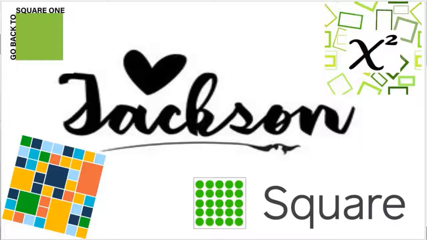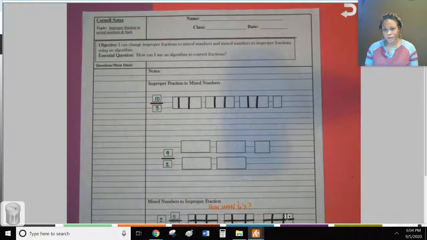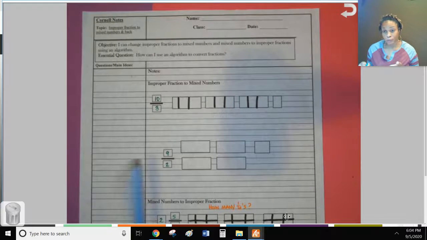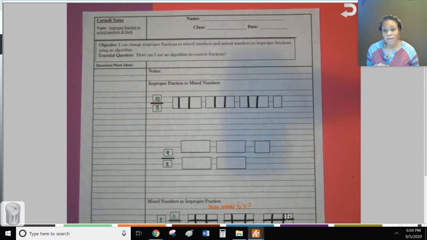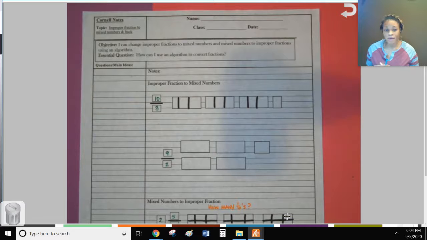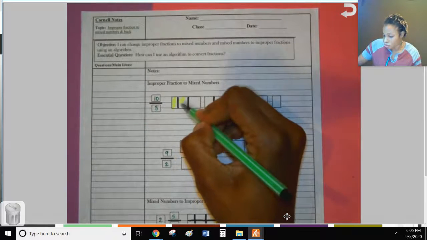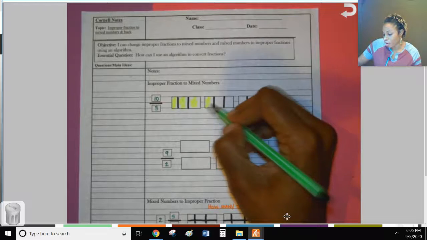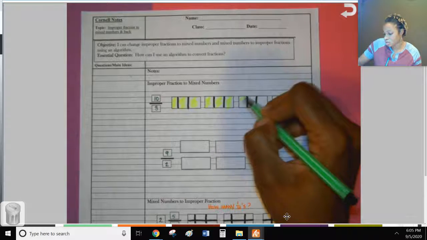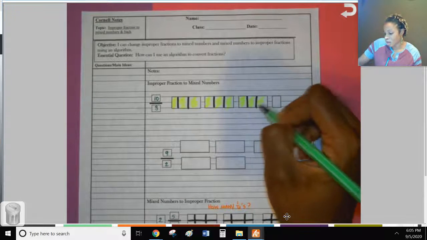Welcome back to part 2 of how to convert improper to mixed using the algorithm. Last time we ended, we were modeling how to take an improper fraction like 10/3 and see it as a mixed number. So here I've written already divided into thirds. If I wanted 10/3, I would shade in 10 of these thirds. 1, 2, 3, 4, 5, 6, 7, 8, 9, and 10.